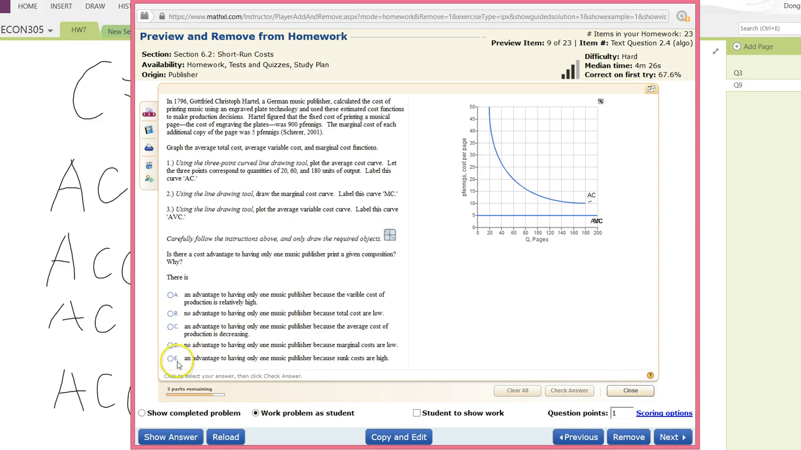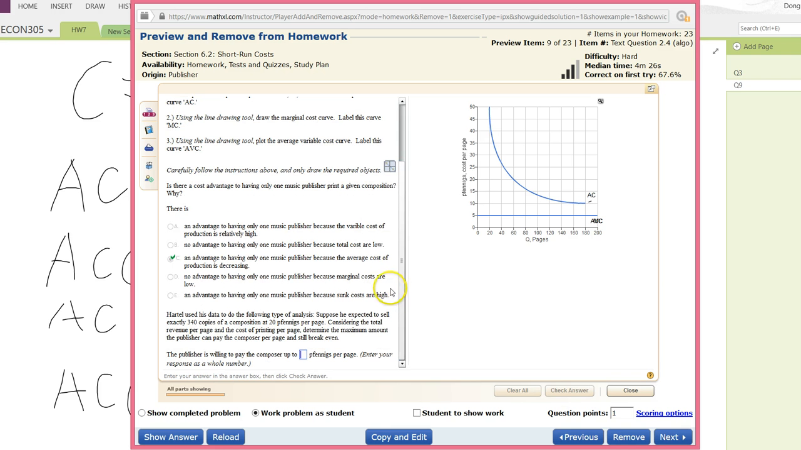Based on that analysis, I guess we should choose an advantage to having only one music publisher because the variable cost of production is relatively high. This is untrue because the cost also includes the fixed cost. And there's no advantage to having only one music publisher because total costs are low, and that's not true based on our analysis. C, an advantage to having only one music publisher because the average cost of production is decreasing, and that's true. That's exactly as we just analyzed. Check answer.